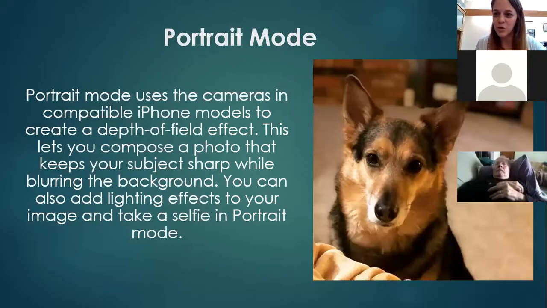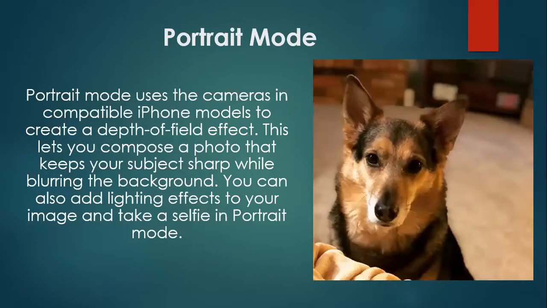So I want to show you my dog here. His name is Sully. But you'll notice that this is a really crisp picture of just him. And it blurred out everything around him. It's intended to make the picture look even sharper, which your device already probably has a great camera on it. And these are just some cool things that you can do with that camera.